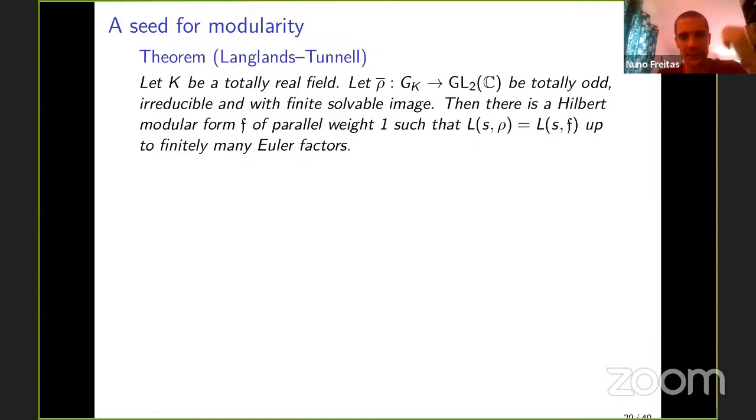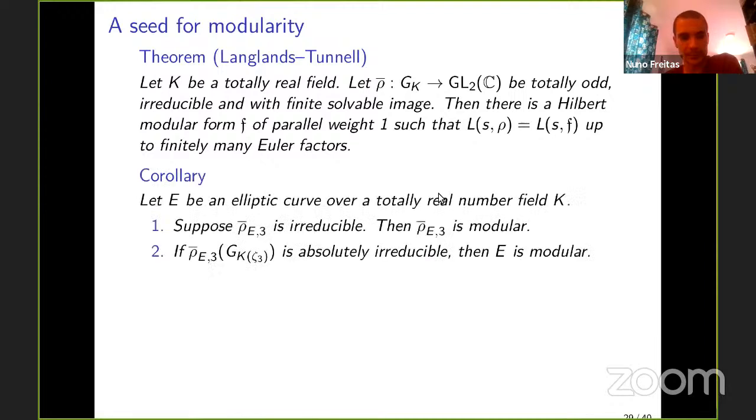So there is this classical result that says that if we have a representation from the absolute Galois group of a totally real field K that is odd, irreducible, and has finite solvable image, then there will be a Hilbert modular form of parallel weight 1 such that the L-functions of the representation and the modular form coincide up to finitely many Euler factors.